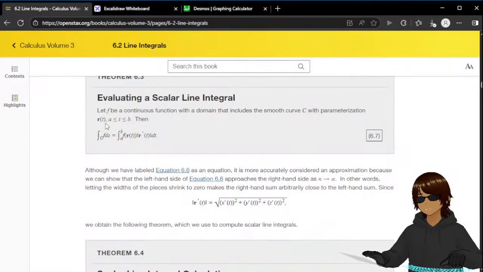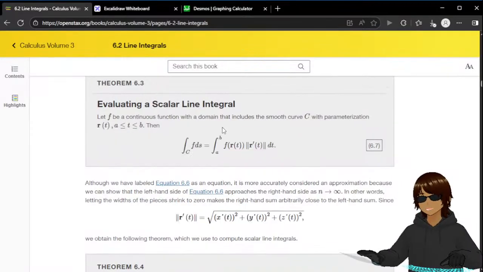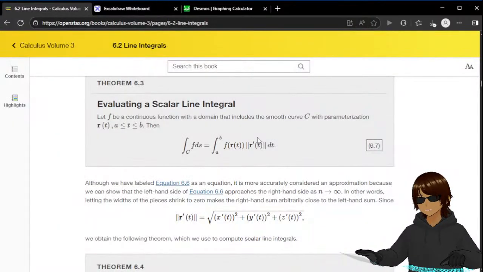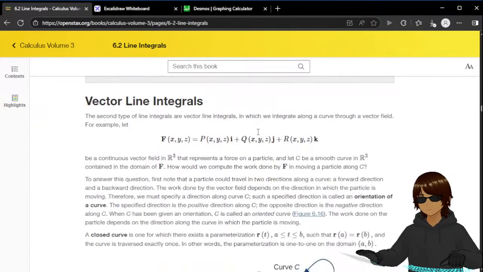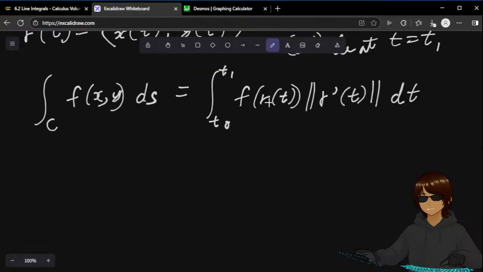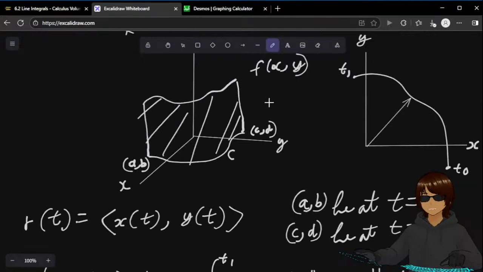So from A to B, where t goes from A to B, we evaluate f of r of t and then the modulus. We do two lines, right? The modulus of a vector. So that's a scalar line integral. But there is also a vector line integral.